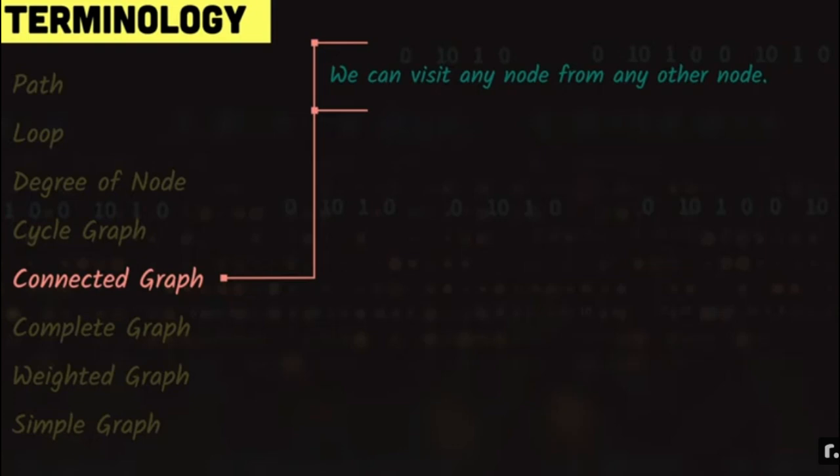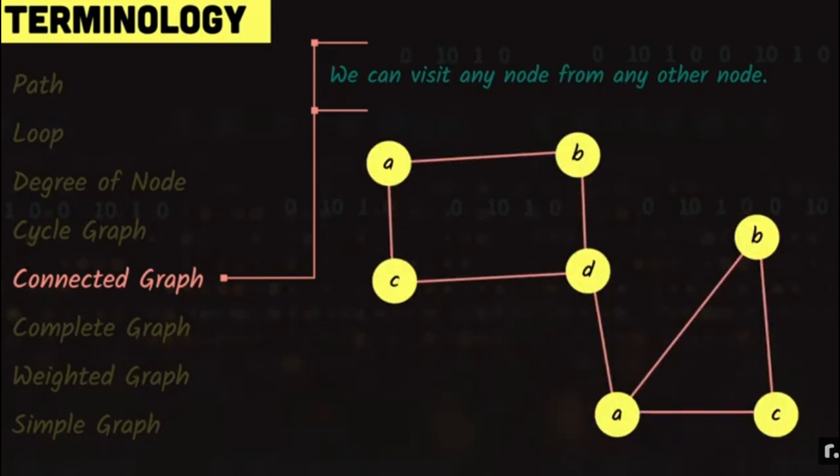So for example, here is an undirected graph which is a connected graph because we can visit any node of the graph from any other node in the graph. But if we remove the edge between the node A and node D, the graph will no longer be a connected graph because we cannot visit all the nodes of the graph from any other node in the graph. This type of graph is called a disconnected graph.